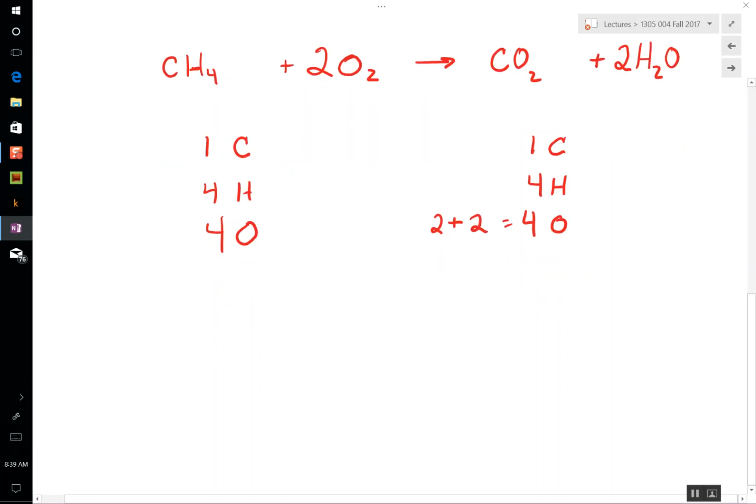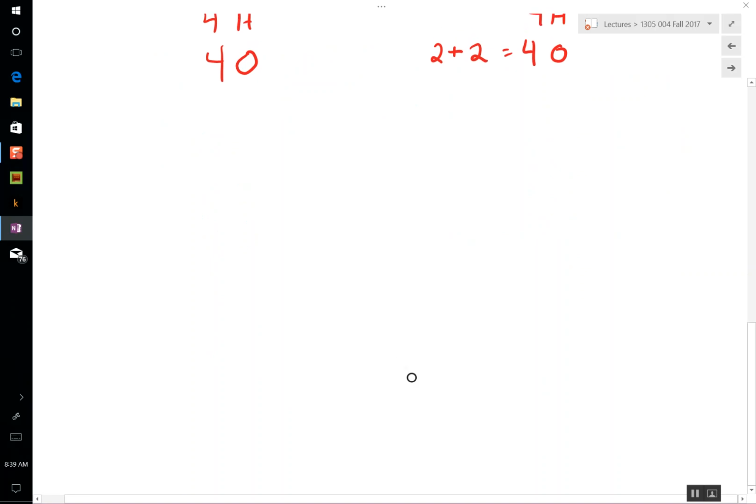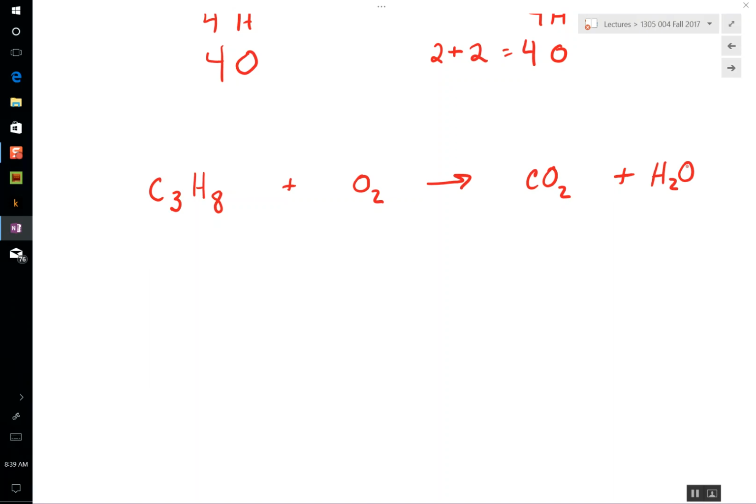All right, so try the choo-choo method on propane. Look, the rest of the reaction is the same. Is that the next one? Is that number 8? Yeah, number 8 is propane. So try that. Carbon first, hydrogen second, and then clean up the oxygen.